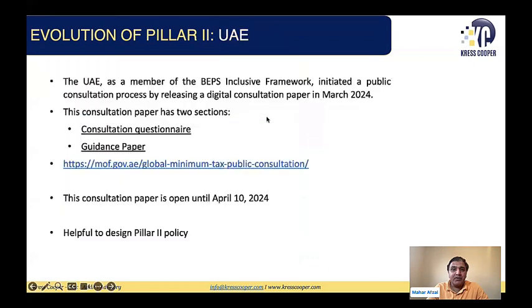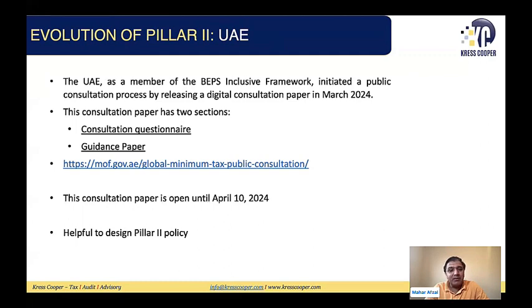Now the UAE has issued a public consultation paper. This is a digital public consultation paper which has been issued by the UAE in March 2024. This consultation paper has two sections. This is a questionnaire, then a guidance paper as well. Here's the link. You can click on the link, you can go to the public consultation paper, you can give your feedback, you can give your opinion on this.